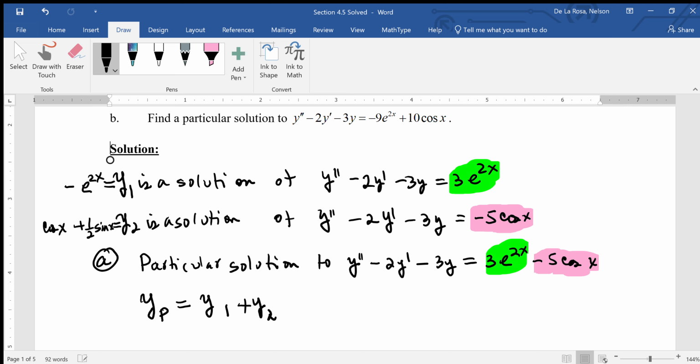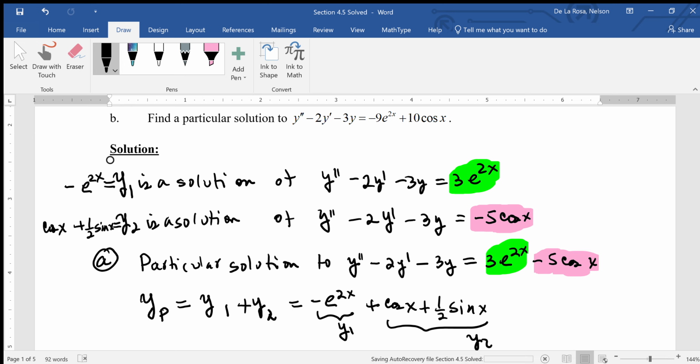Okay, so the solution is going to consist of y1, which is negative e to 2x, plus cosine of x plus 1/2 of sine of x. Okay, this is y1 and this is y2.